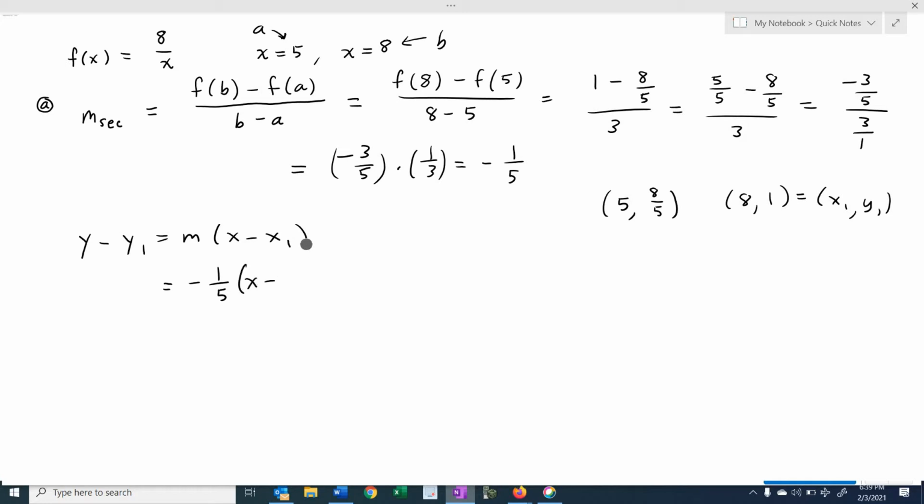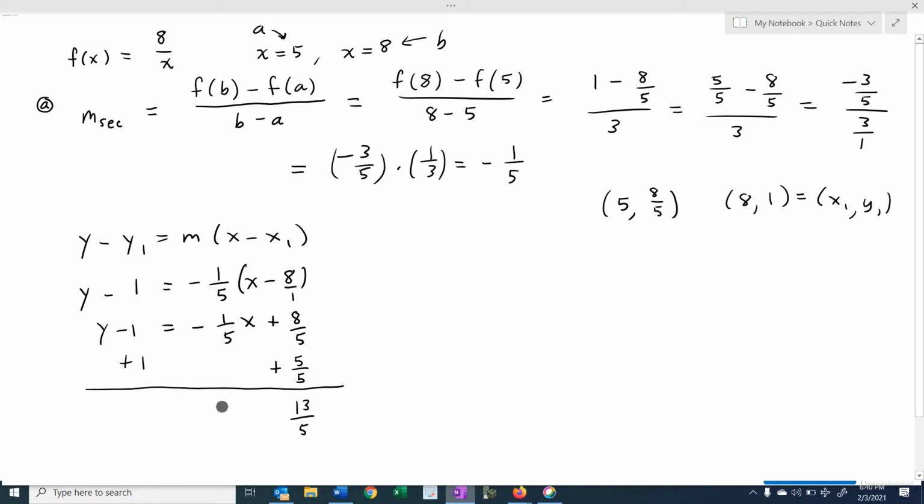Okay, so we end up with x minus x1, and x1 is 8. And then over here we get y minus y1, which is 1. Okay, and then let's just clean this up a little bit. I'm going to distribute the negative 1 fifth. Now notice here you're going to get a plus because you have a minus times a minus, and it's going to be 8 over 5. And then now we just need to add the 1 to both sides. Of course, when you add these together, you're going to need a common denominator again, so I'm going to write that as 5 over 5. Again, that's the same thing as 1. Now that we have a common denominator, when we add these, we get 13 fifths, plus the negative 1 fifth x. And that's the equation of the secant line that goes through these 2 points on this function.